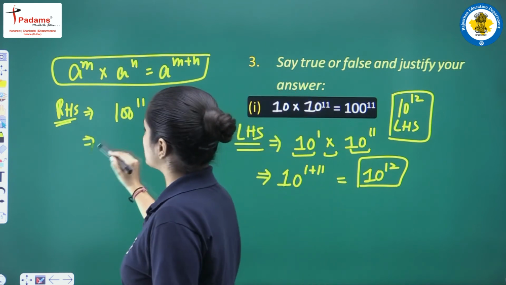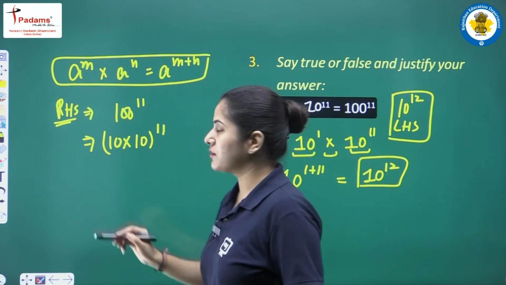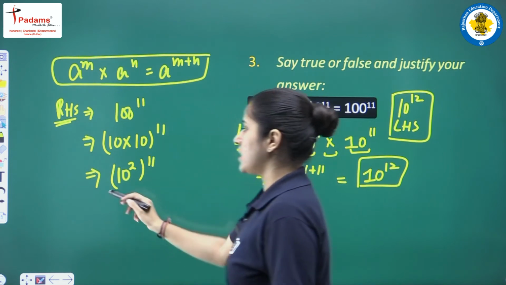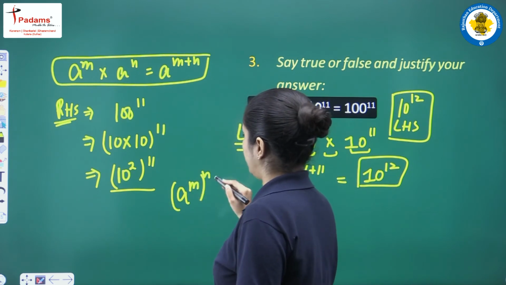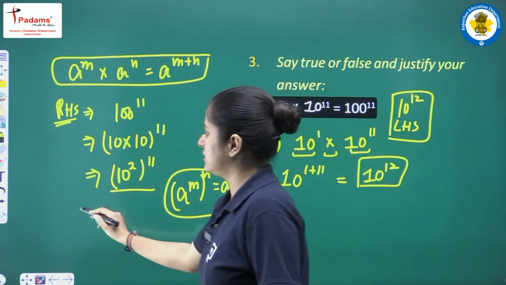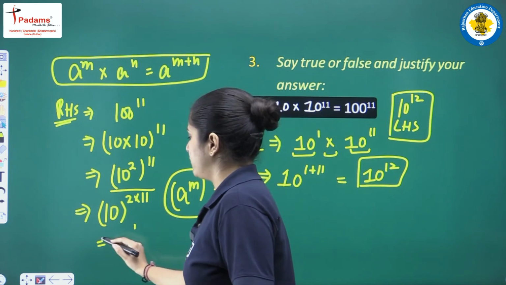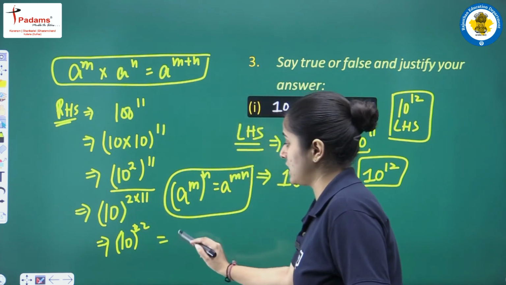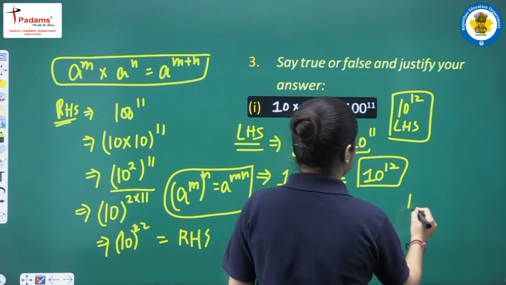We can write this 100 students as 10 into 10, right? It can also be written as 10 raised to power 2. Now students, power of power, the formula is a raised to power m, raised to power n, that is equals to a raised to power mn. This is the law that we are using here. That is 10 raised to power 2 into 11, which is equal to 10 raised to power 22. 2 into 11, that is 22. So this is our right hand side. What is the right hand side, students? 10 raised to power 22.